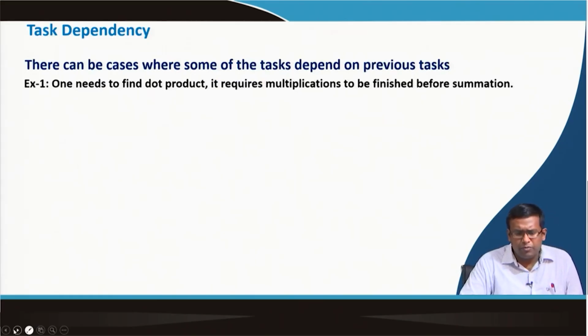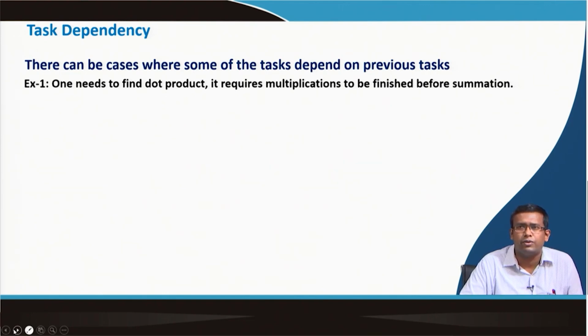There can be cases where some tasks depend on previous tasks. If you remember, when we talked about the logarithm finding problem, log of 1 plus x, all the processors are finding their local sums, but finding the global sum is not an independent task. We have to wait till all the processors have found their local sums, and then ask at least one processor to take the local sums from all the processors and sum them up. So that was a dependent task.